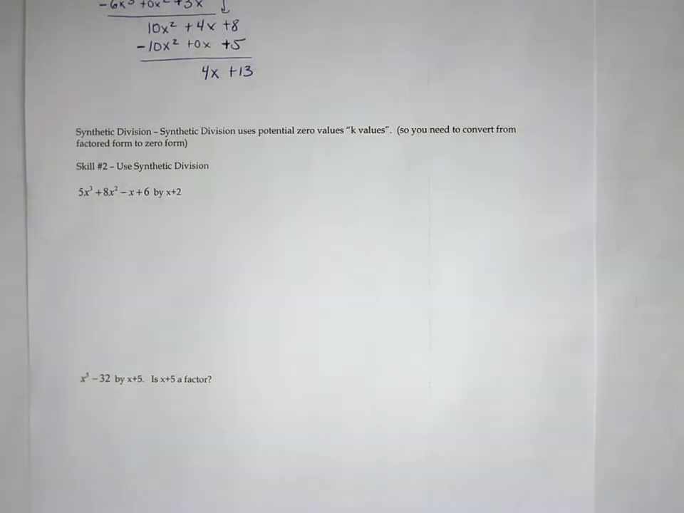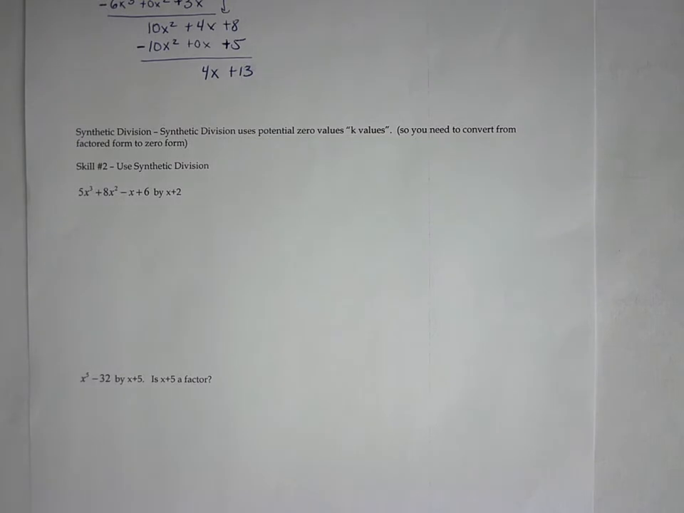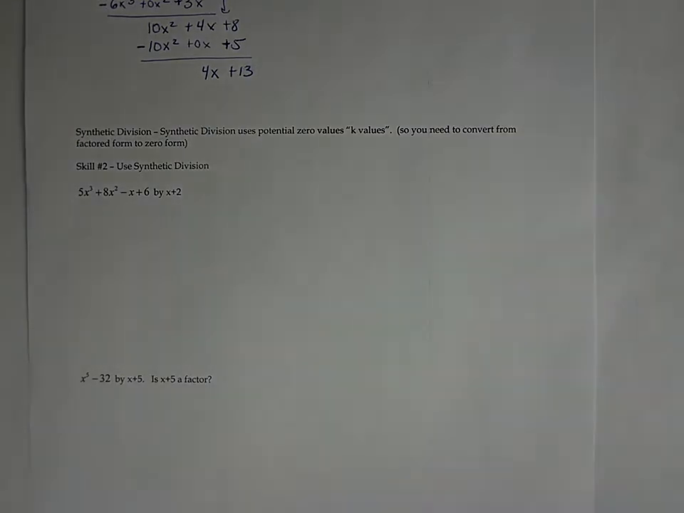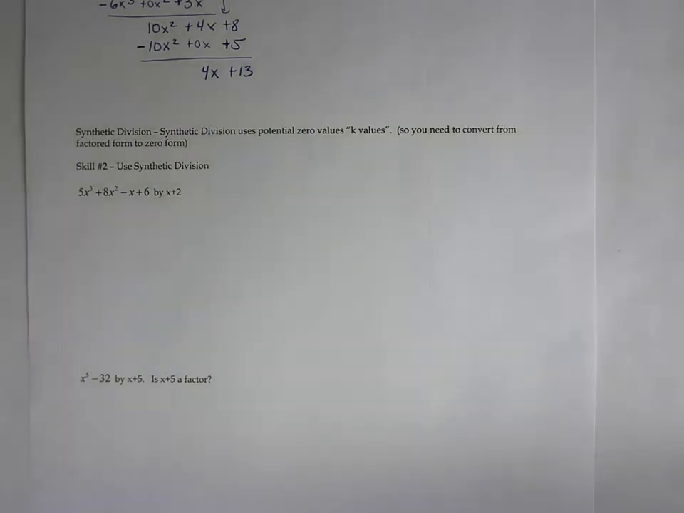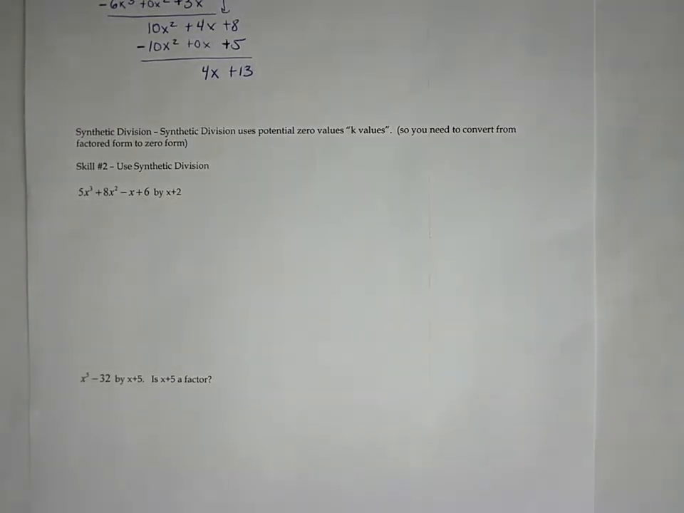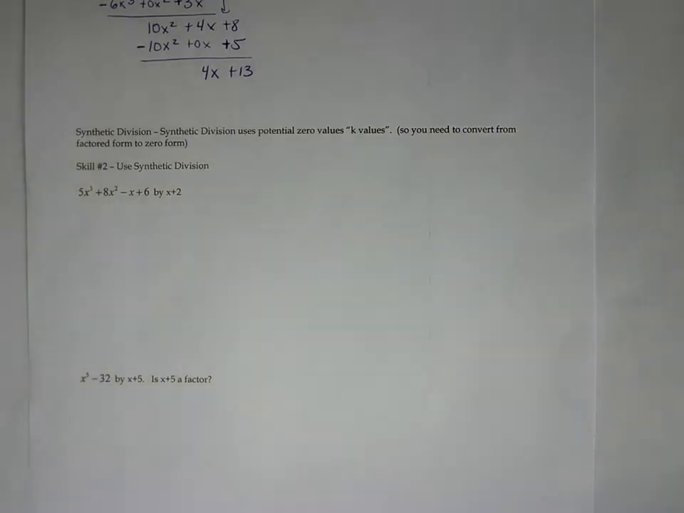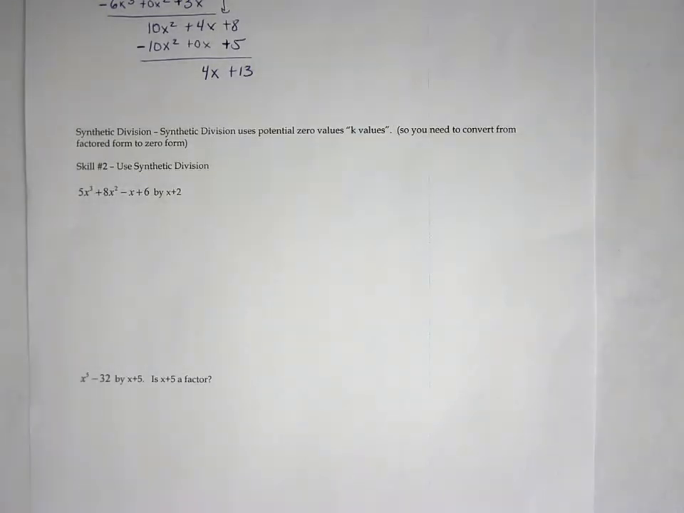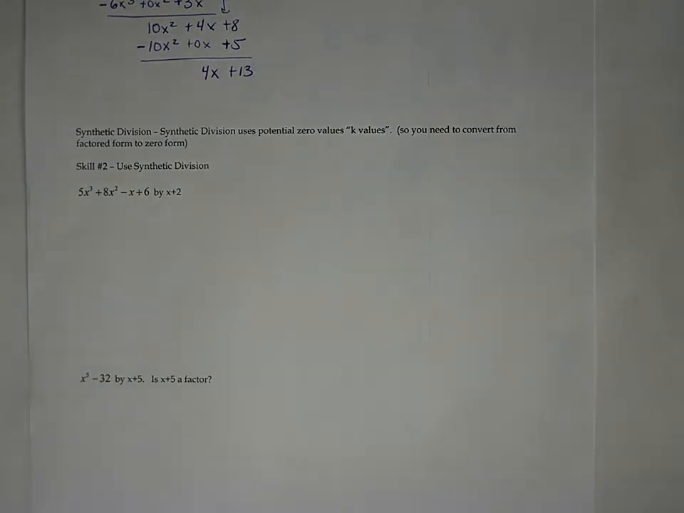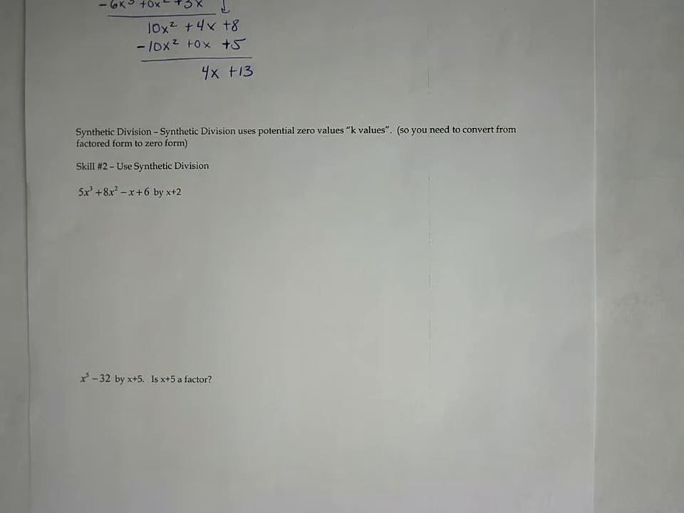The second skill is looking at synthetic division. You can always use long division, but long division has the word long in it, which means it takes a long time. We want to look at synthetic division, which is division, but it goes a lot quicker than our long division. And with synthetic division, instead of dividing by a factor, we are dividing through by a zero value. So that's one of the big key things right here.